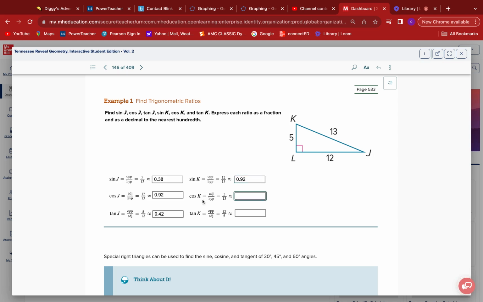All right, cosine of k. Again, k is our theta. Cosine is adjacent over the hypotenuse, so 5 over 13. Divide those, and 0.416 is going to round to 0.42.